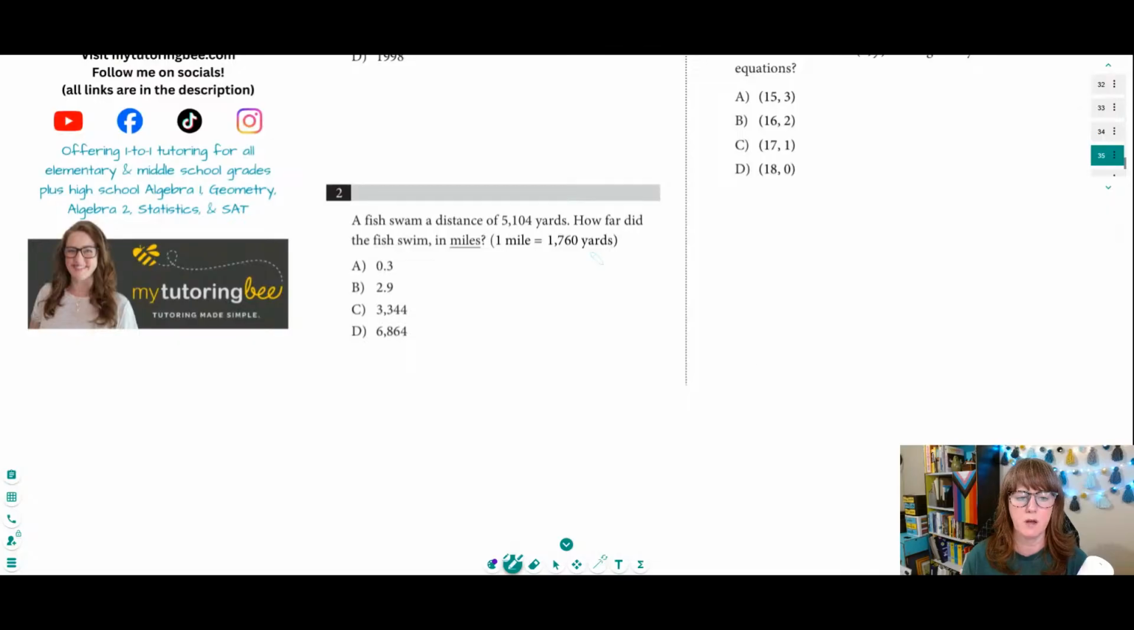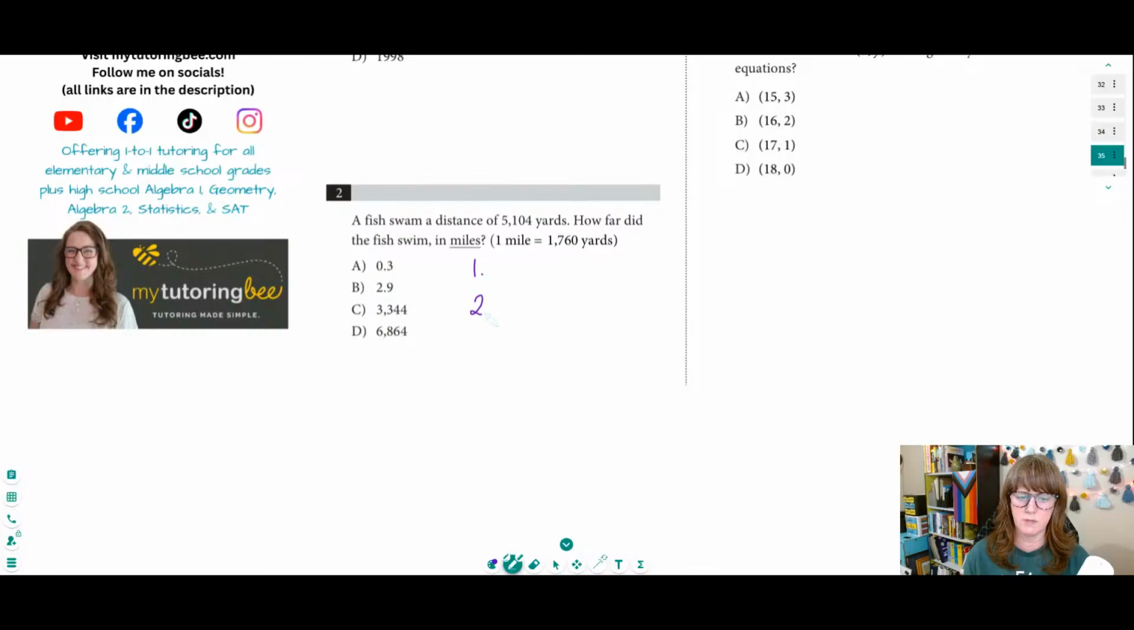Okay, let's see what we've got on problem 2. A fish swam a distance of 5,104 yards. How far did the fish swim in miles? And they're giving us a conversion. 1 mile equals 1,760 yards. Okay, so we've got our conversion here.